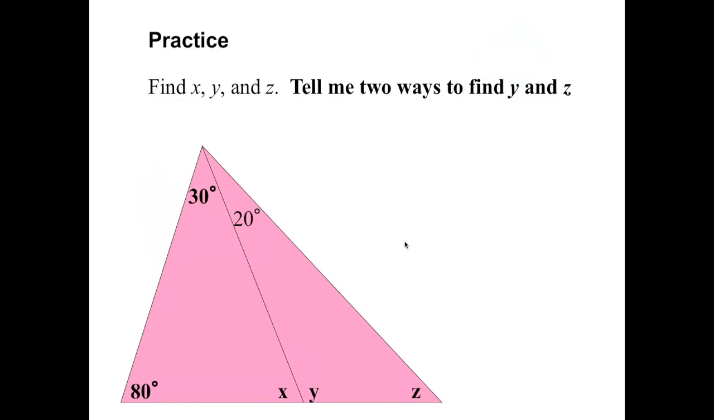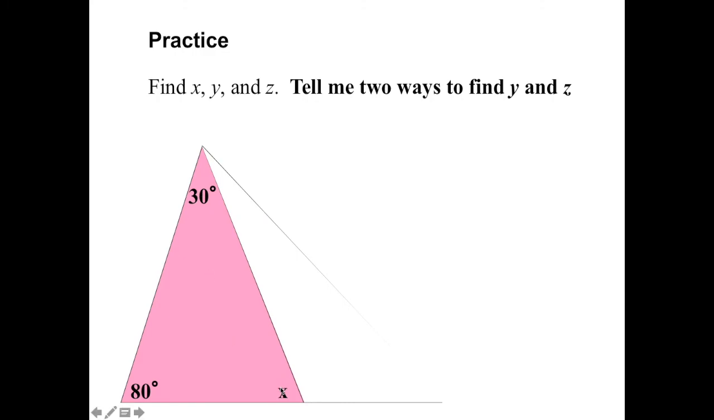Finally, last question here. Practice, find x, y, and z. Tell me 2 ways to find y and z. So, x, y, and z. Well, x is easy. Only one way to get x. This is 110, so what does x have to be? Well, they all add to 180. Subtract 80, brings us down to 100, subtract 30, that's 70, okay? So x is 70 degrees here.